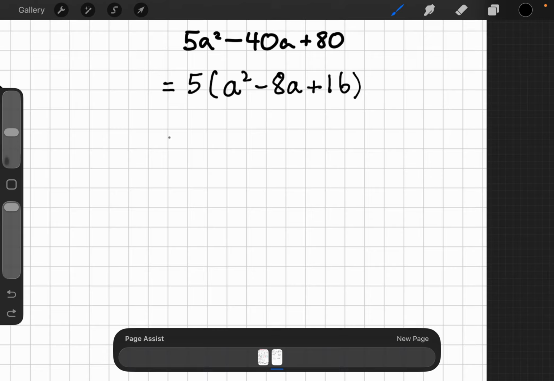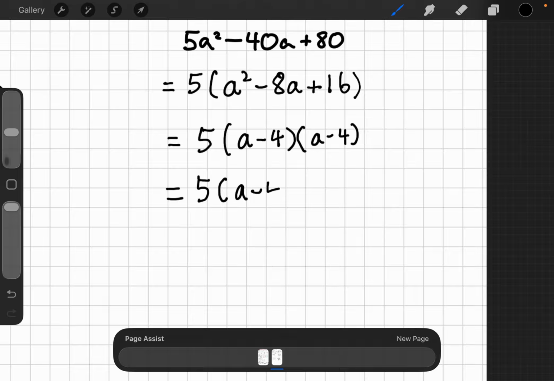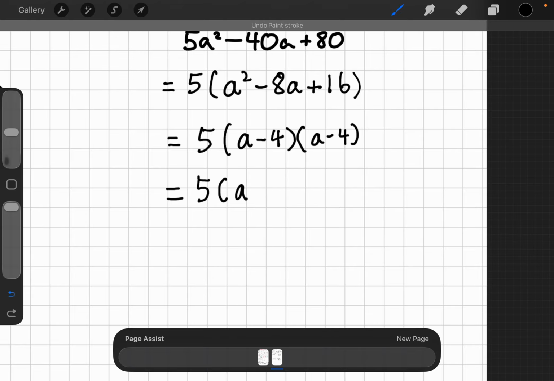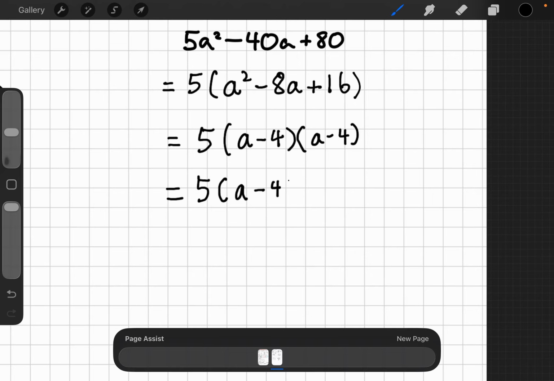So we can factor this: (a plus negative 4), which is a minus 4, and another (a plus negative 4), a minus 4. We can simplify this further. (a minus 4) times (a minus 4) is just, yep, you guessed it, (a minus 4) squared.